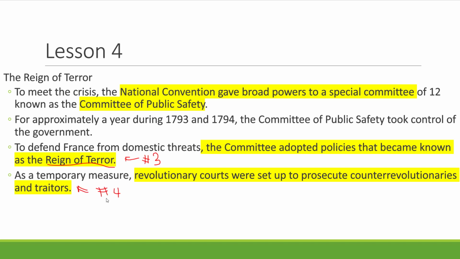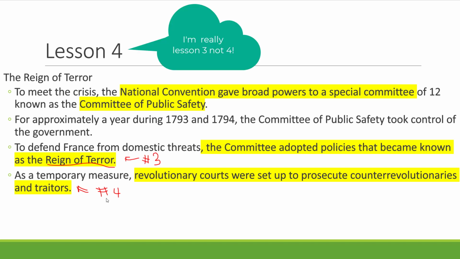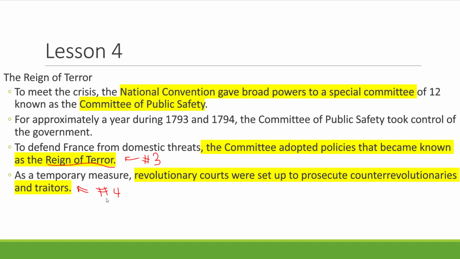So one of the things the committee set up was revolutionary courts to prosecute counter-revolutionaries and traitors, those people that were against the revolution itself. However, the prosecution was quite violent because a lot of them were executed. So it's almost as if, not almost, but a lot of the time people who were of the revolution were being killed by the actual Committee of Public Safety. Yes, very confusing, but that was the case. Okay, and that's 3 and 4.